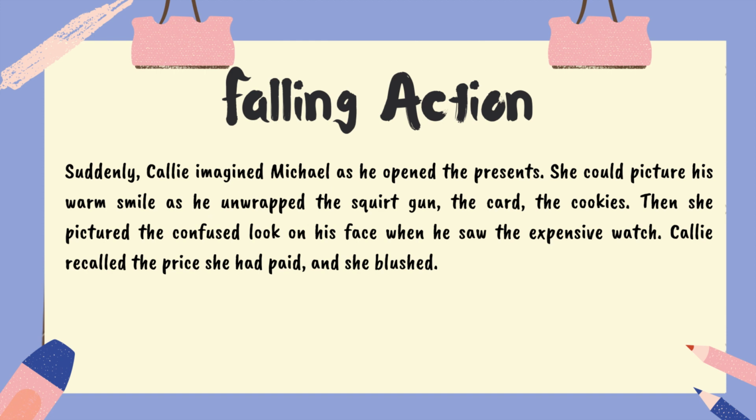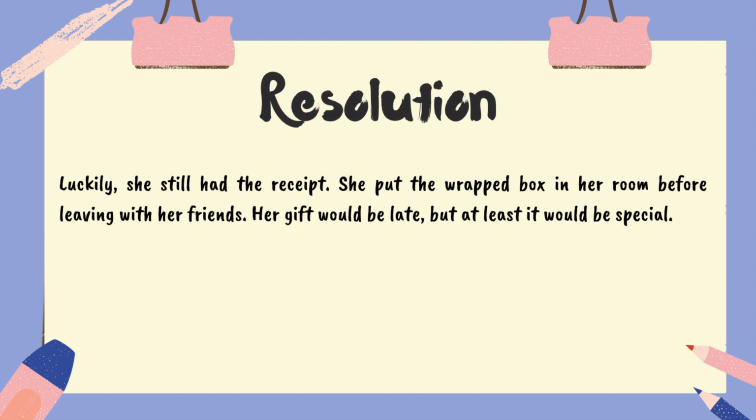The next paragraph is the falling action, in which Kelly imagines what Michael's reaction will be when he opens her gift. This is where the story's central conflict decreases and the story moves toward its conclusion, which is the resolution. Here, Kelly decided not to bring her gift that night. She put the gift in her room and chose to give it to Michael later. That's the ending of the story.